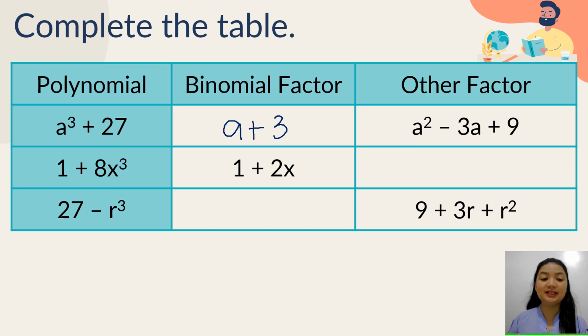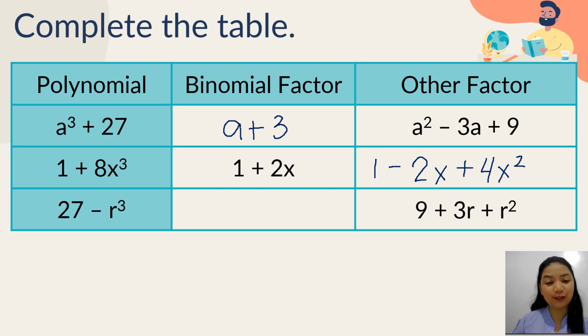How about for 1 plus 8x cubed? Correct. That is the first term squared, which is 1. 1 squared is actually equivalent to 1. And then since this is a sum, the middle term of the trinomial is negative. And then we get the first term and the last term. So that is 1 times 2, which will give us 2x. And then square the last term, which is 2x. So we have here plus 4x squared.